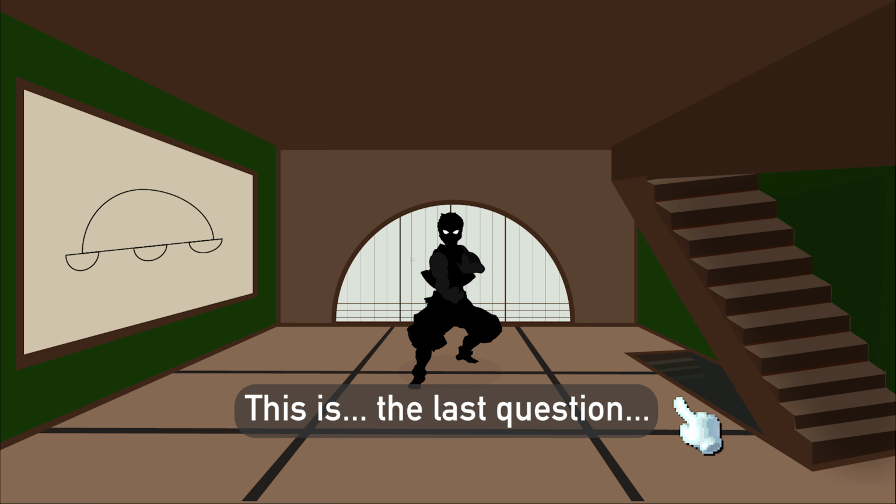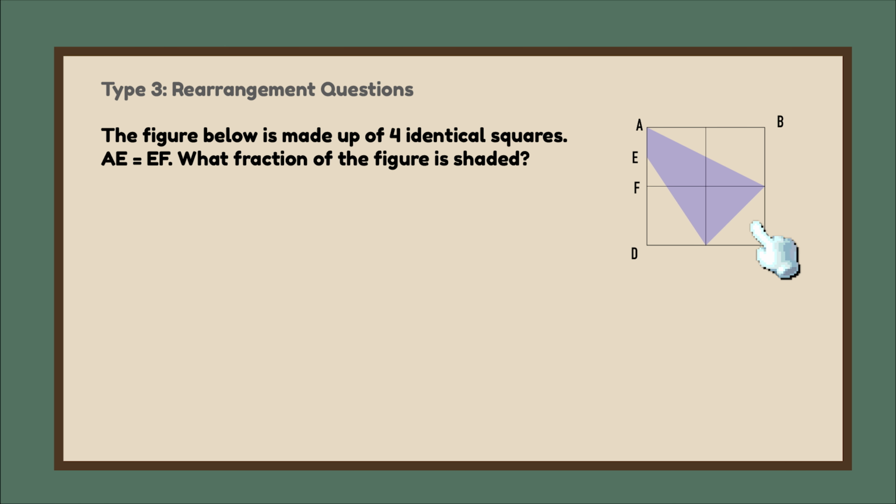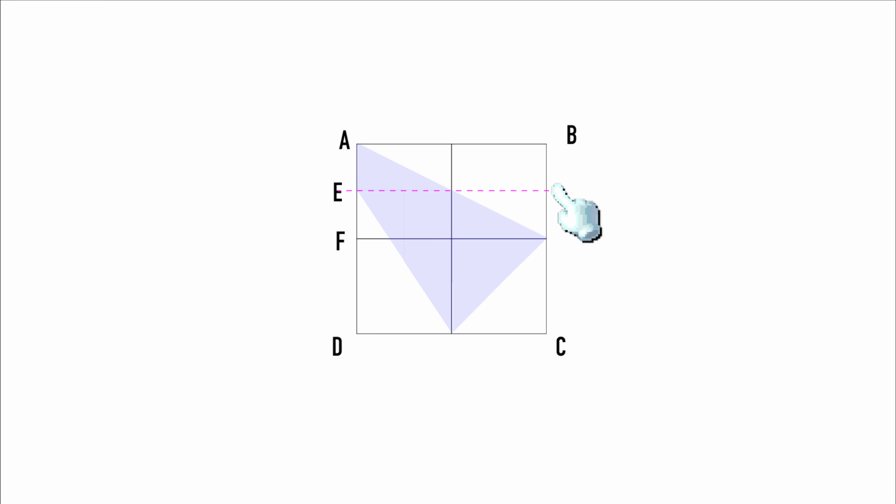Finally, we're at the last question of level 3. So here is a figure with 4 squares and one portion is shaded. We know that AE equals EF. So that means E is the midpoint, dividing the top 2 squares into 4 equal parts.